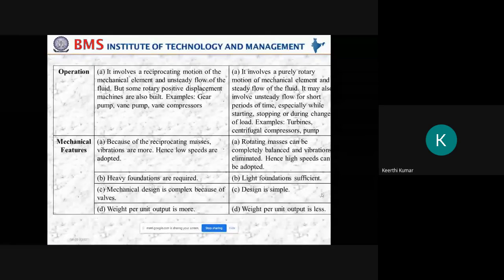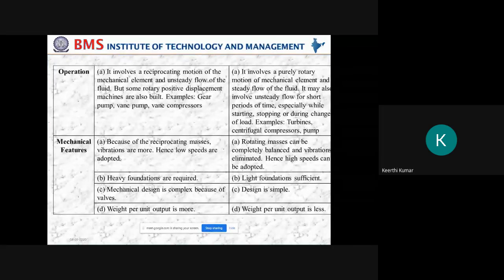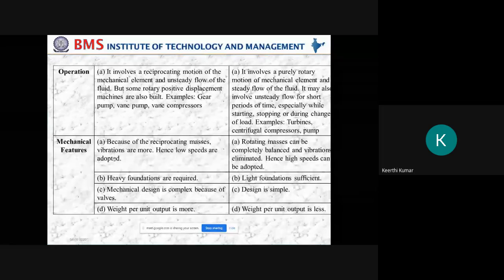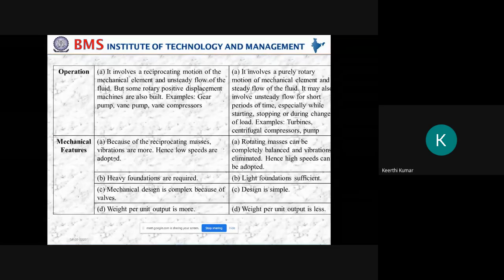Then the last classification for today's class is mechanical features. Based on mechanical features, how are positive displacement and turbo machines classified? This is positive displacement. See here, because of the reciprocatory masses, vibrations are more, hence low speeds are adopted. That is common sense. Wherever reciprocatory motions are there, we will have more vibrations in the parts, and hence we cannot achieve higher speeds. So lower speeds are achieved.